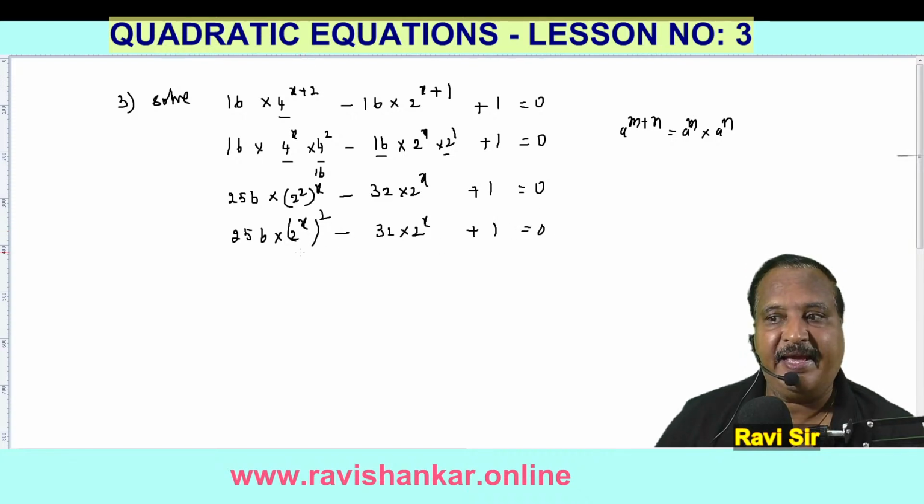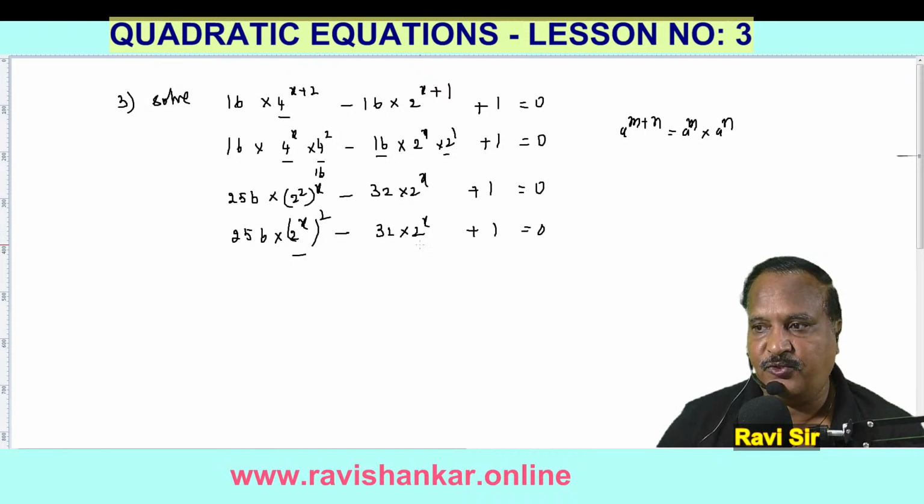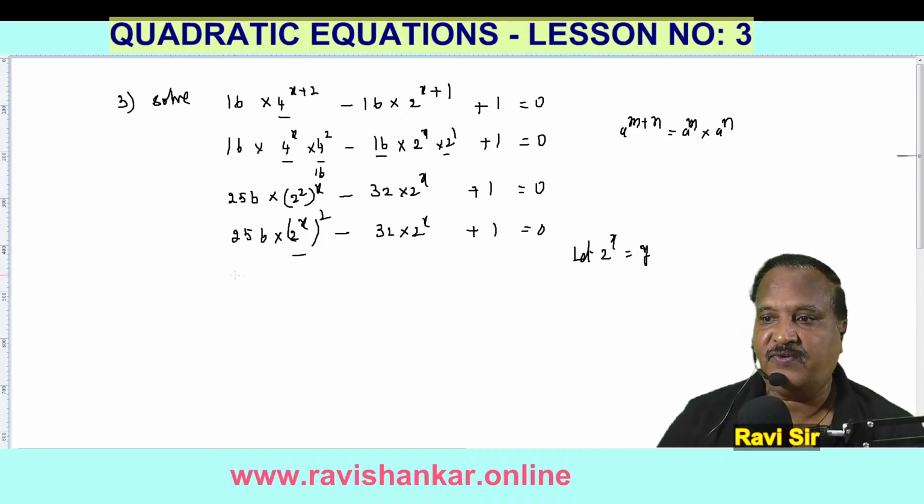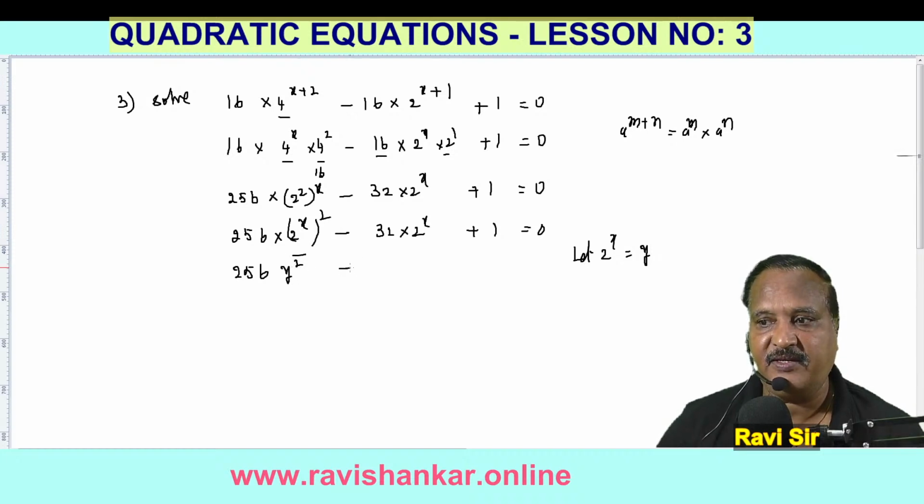2 to the power of x whole square also you can write. The reason I wrote is here 2 to the power of x is there. Let 2 to the power of x be equal to, let us say, y. So then what happened? 256y square. Say there is a similarity. That is why we are converting this into quadratic form. 32y plus 1 is equal to 0.